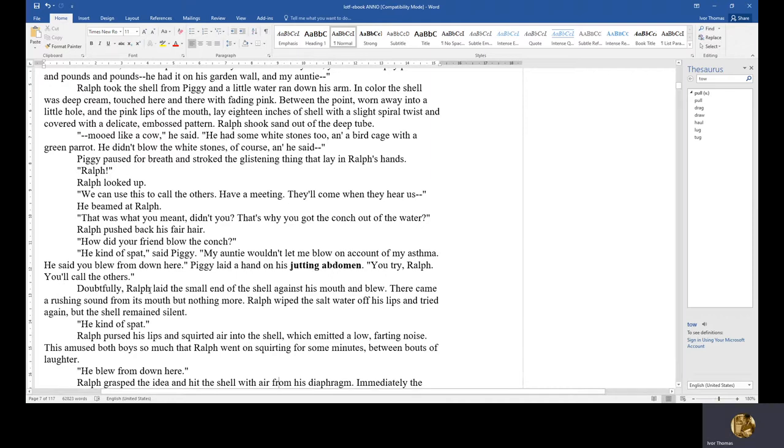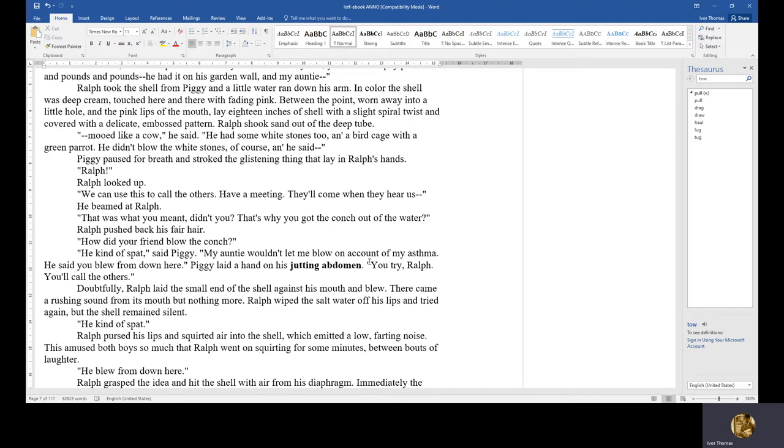Doubtfully, Ralph laid the small end of the shell against his mouth and blew. There came a rushing sound from its mouth, but nothing more. Ralph wiped the salt water off his lips and tried again, but the shell remained silent. He kind of spat. Ralph pursed his lips and squirted air into the shell, which emitted a low farting noise. This amused both boys so much that Ralph went on squirting for some minutes between bouts of laughter.